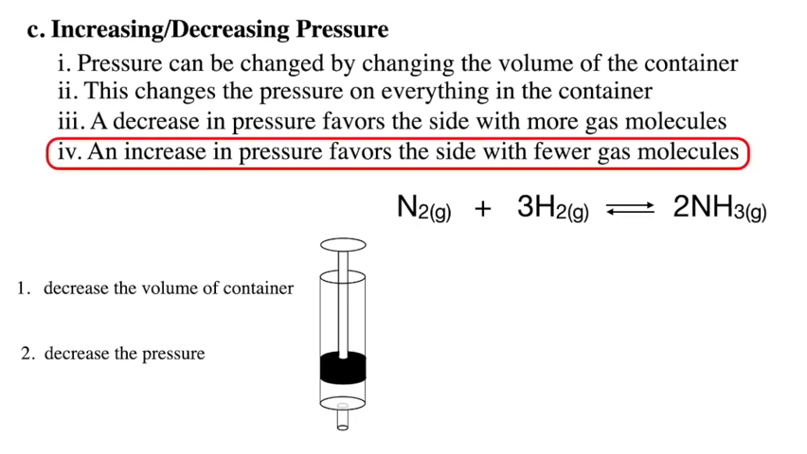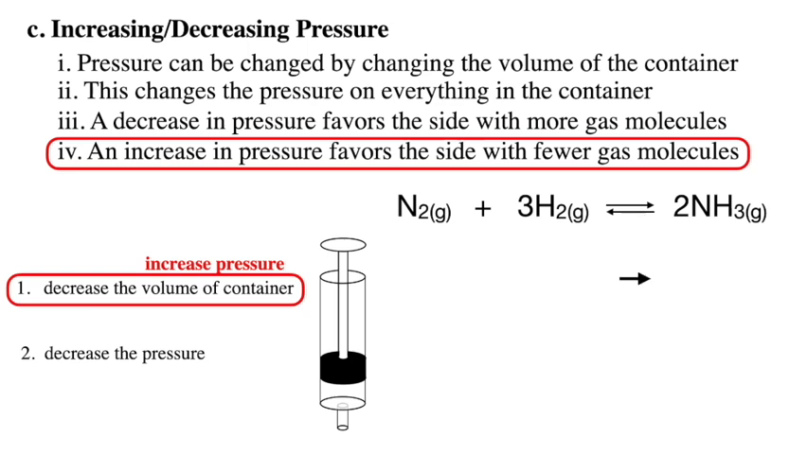The rule here is an increase in pressure favors the side with fewer gas molecules. So if I decrease the volume of the container by squishing it down, that increases the pressure. Okay? When I increase the pressure, I favor the side with fewer gas molecules. So on my reactant side, I have one nitrogen and three hydrogens. Looking at the coefficients, it's 1 and 3. There's 4 molecules on the left, but only 2 ammonias on the right. So we favor the one with the fewer gas molecules, 2 ammonias. So that goes up, other side goes down.